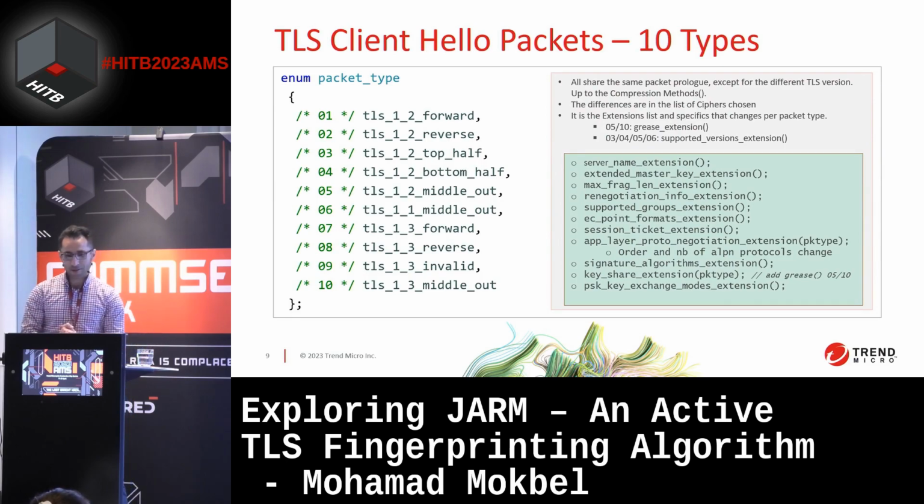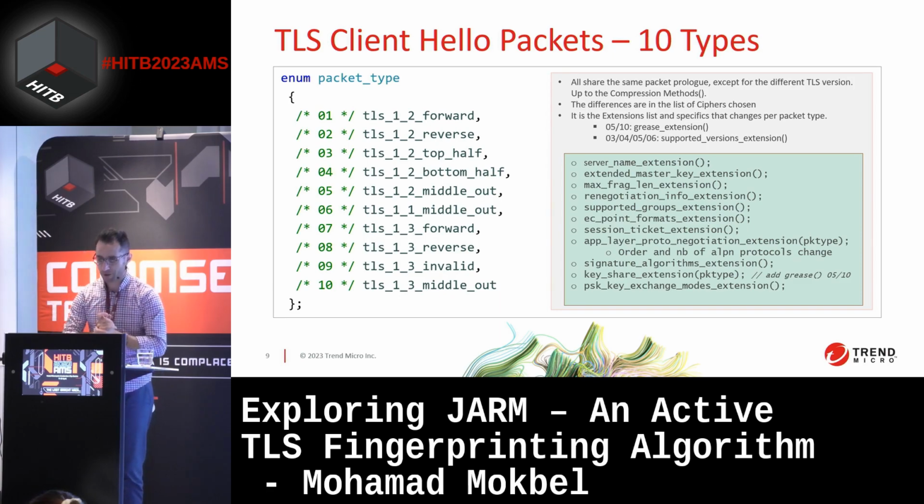Now we talk about JARM itself. The TLS client hello packet types. So you've got 10 requests. Each of those requests is specially crafted. And the names for each of those requests, I'm borrowing from the original implementation, from 1 to 10. But what does each of those requests represent, like what does it mean when you have forward, reverse, top half, bottom half, or whatnot, okay?